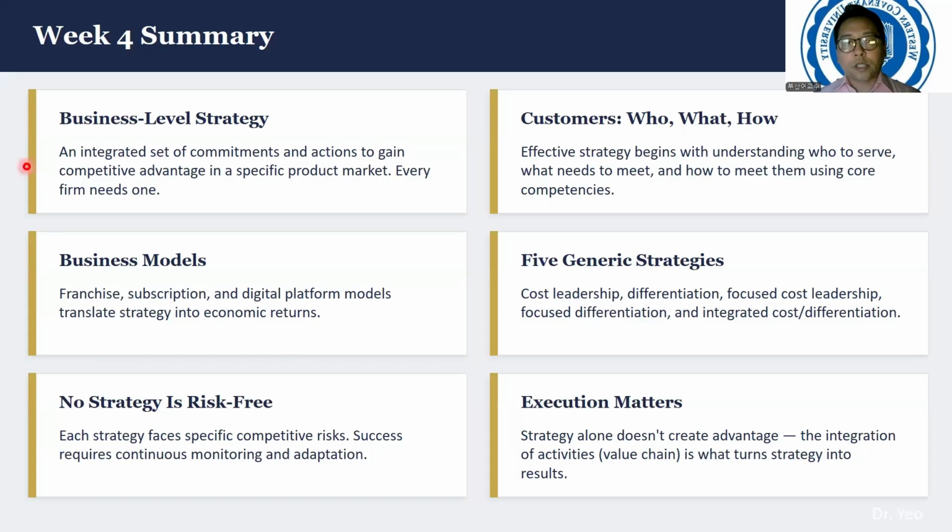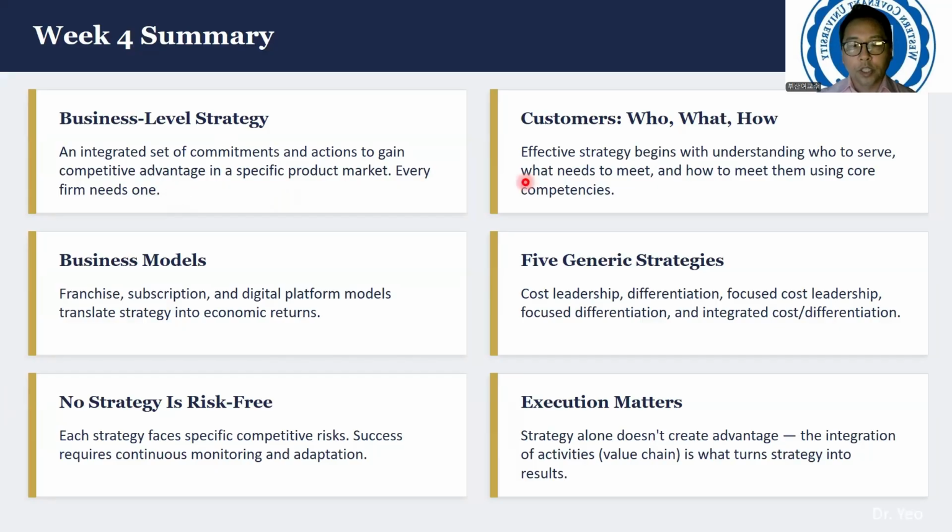So this is the summary of this week's lecture. Okay. Point one, business level strategy. We learned the term. It is fundamentally about creating differences between your firm's position and competitors. Every firm needs one as the core strategy around which all others are built.